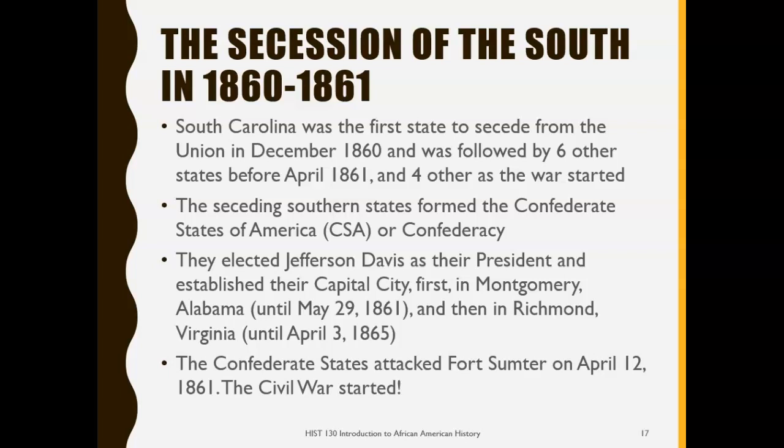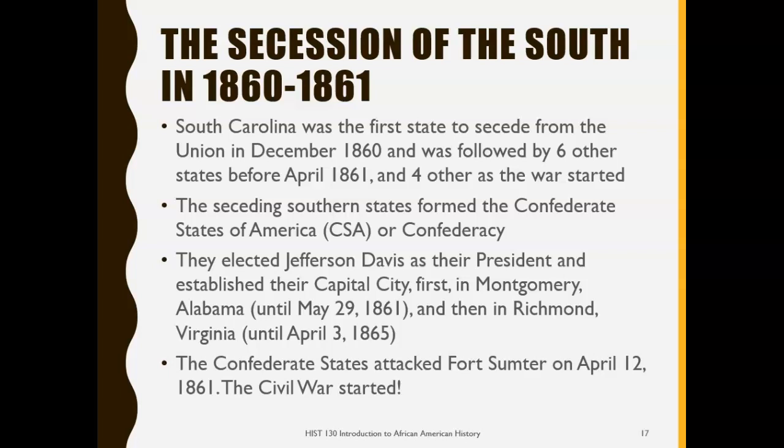So, let's talk about the secession of the Southern states. The first state to secede from the Union was South Carolina in December of 1860, which was followed by 6 other southern states before the war started in April 1861, and then you have 4 more states joining the Confederate States as the war broke out. The seceding sovereign states formed what is known as the Confederate States of America, CSA, or the Confederacy.